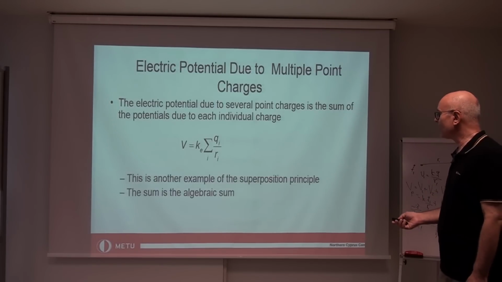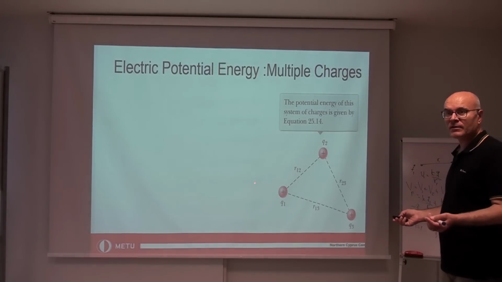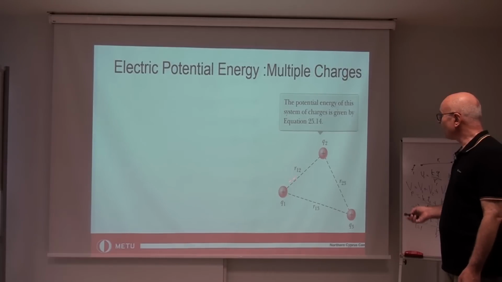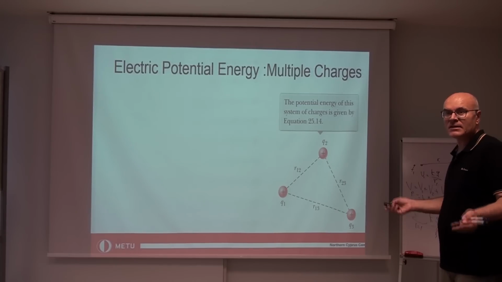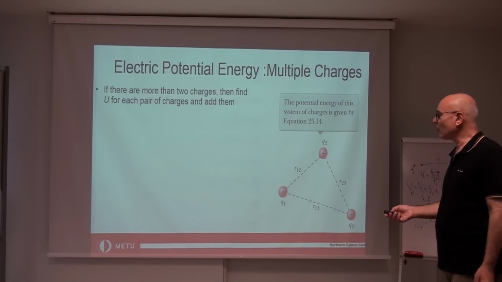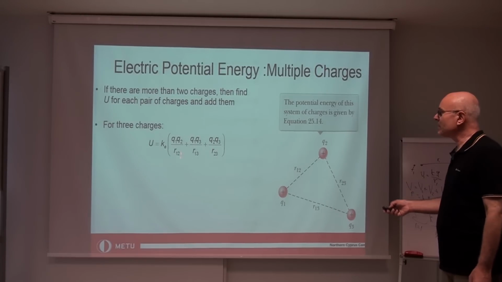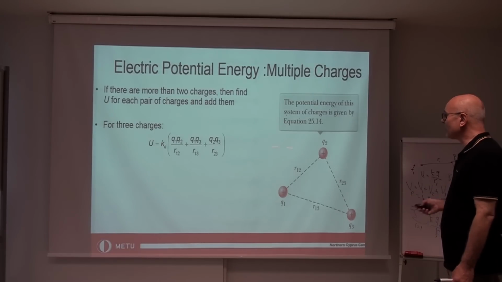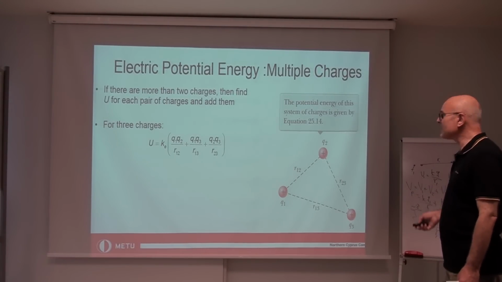So what if we have 3 point charges? Well, the formula is very simple. Find the potential energy for each pair of charges and add them up. That's the formula. For 3 point charges, it is this. This is for the pair of charges Q1, Q2. This is the pair Q1, Q3, and Q2, Q3. When you add them up together, this is the potential energy of a system of 3 charges.